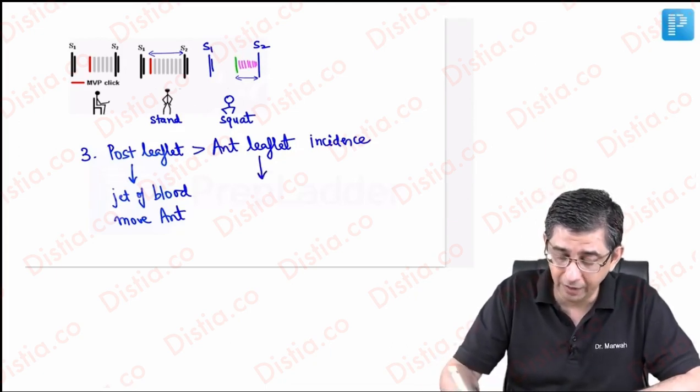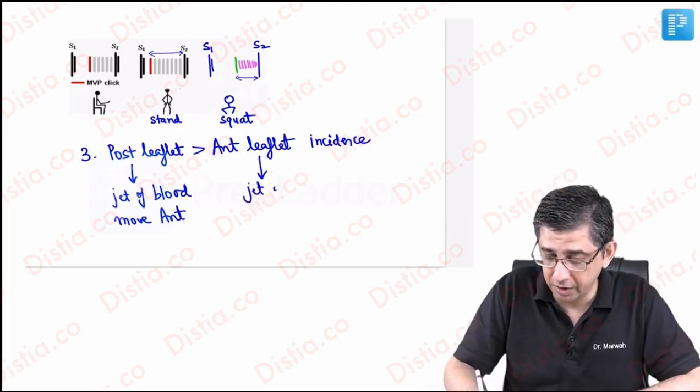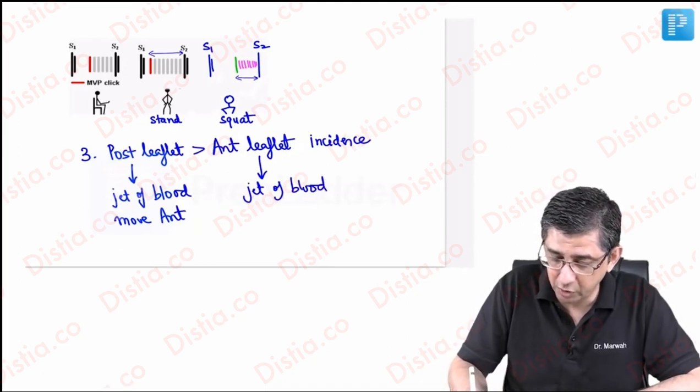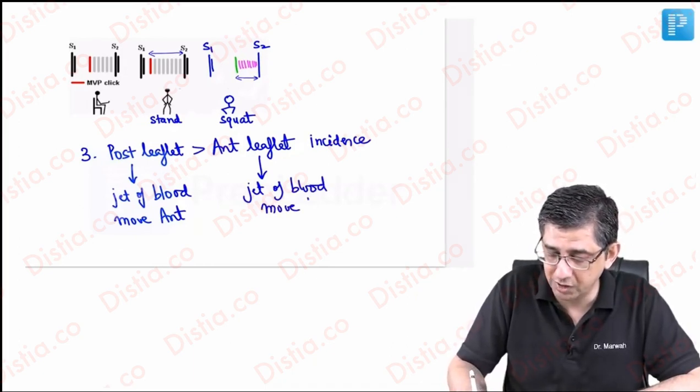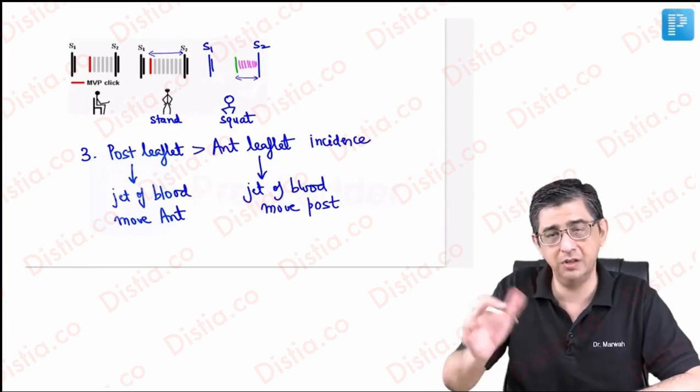Just remember this fact that if he says the word posterior leaflet and he asks where will the jet of blood move, you will use the opposite word. The jet of blood will move anteriorly. In contrast, if the anterior leaflet is damaged and he asks in which direction the jet of blood will be moving, then you will say that it will move posteriorly. So you just need to invert. I mean, for anterior, posterior, just invert the words.